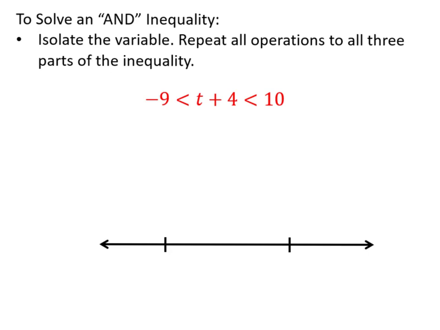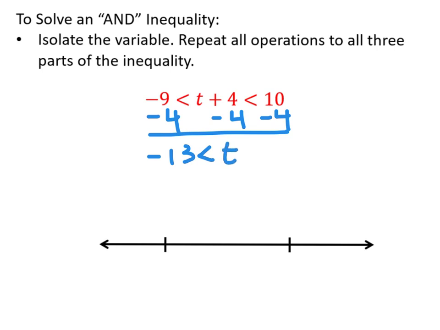So for this example, if we want to get t by itself, I would have to subtract 4. Now since I'm subtracting 4 from the center, I'm going to subtract 4 from every part. So I'll get -9 minus 4 becomes -13. Carry my inequality symbol. This becomes just t, and carry the inequality, and then I get 10 minus 4 gives us 6. Now this gives us the inequality we're going to graph.